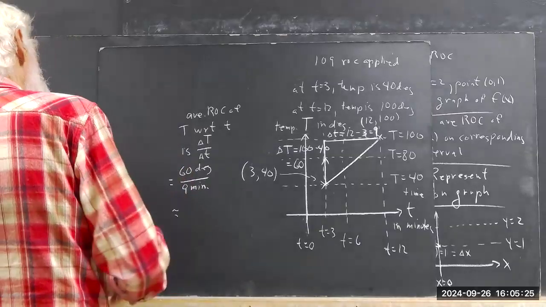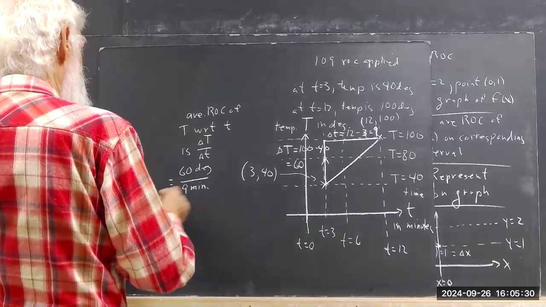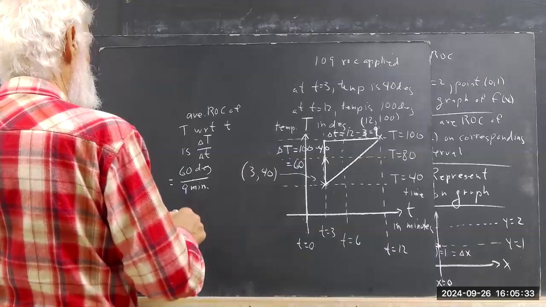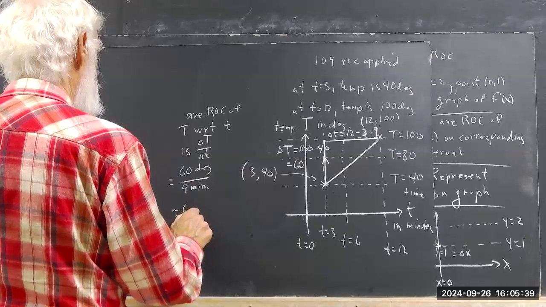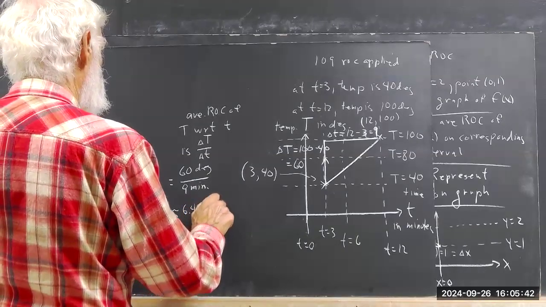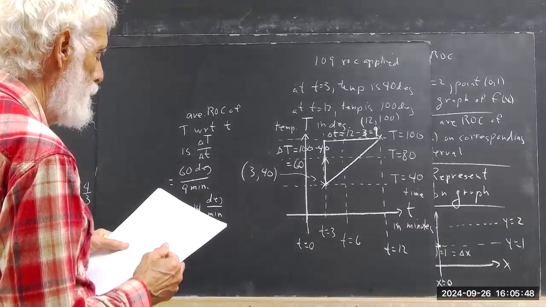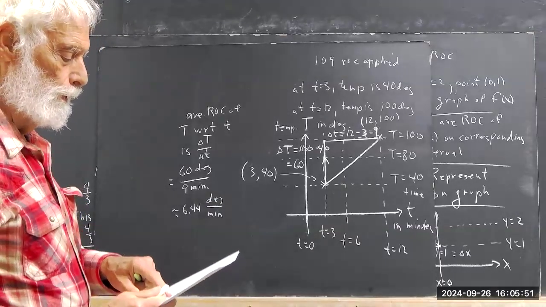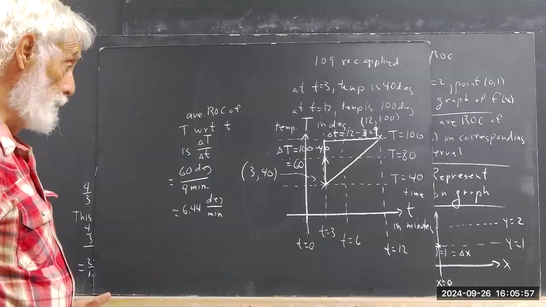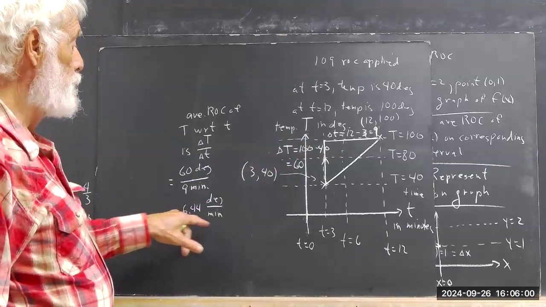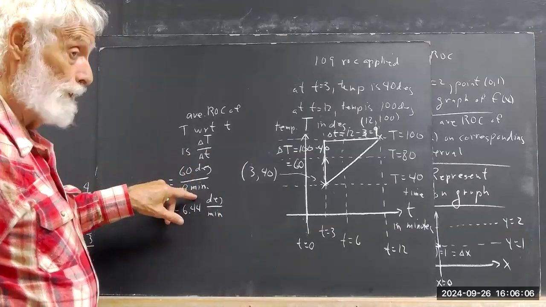And well, 9 goes in 60 six and 4/9 times, okay, which is 6.44, and it's degrees over minutes. I prompt you on this to include the units of the average rate of change. Now that's automatic. You should always do it whether you're prompted or not. In this case, though, I prompted you to remind you that I want to see the degrees over the minutes, and I want to see the degrees over the minutes in this calculation.